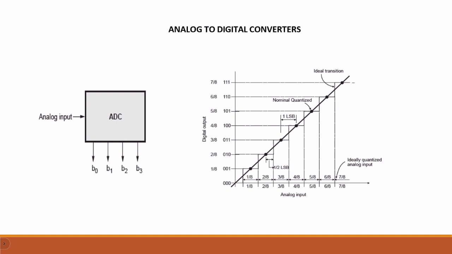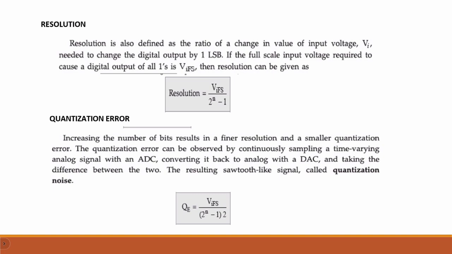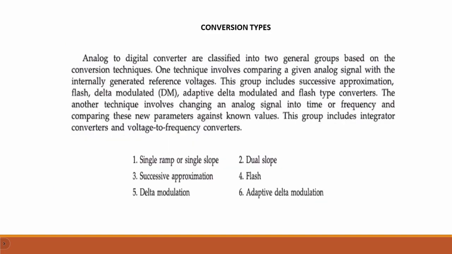Before going to the conversion types, we have to know the resolution and the quantization error. Resolution is defined as the ratio of change of value of input voltage Vi needed to change the digital output by 1 LSB. By increasing the number of bits, we can get finer resolution and smaller quantization error. This is called the quantization error. In A to D converters, we have 6 types: single slope, dual slope, successive approximation type, flash type, delta modulation and adaptive delta modulation.